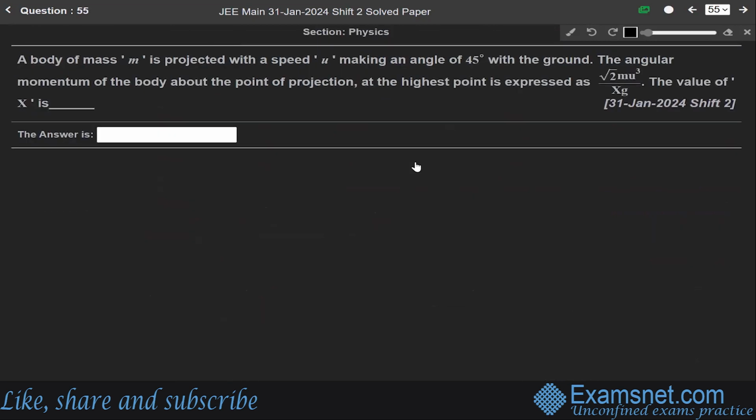Now next question, 55. A body of mass m is projected with a speed u making an angle of 45 degree with the ground. The angular momentum of the body about the point of projection at the highest point is expressed in terms of this. We have to find the value of this x. Okay. This question is from the chapter of kinematics.